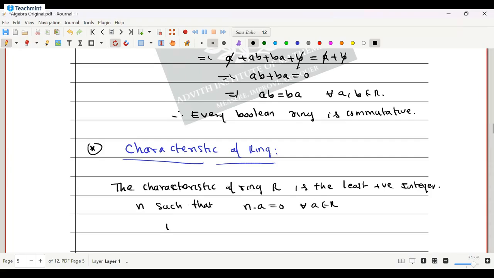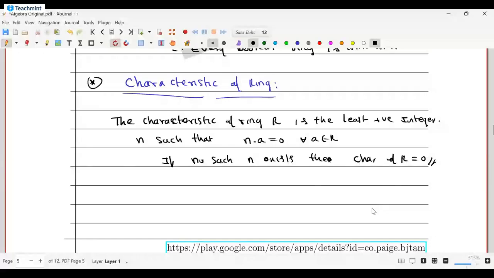If no such n exists, then the characteristic of R is equal to 0. It is denoted by char R, the first 4 letters of characteristic. So what do we need, sir? If a least positive number n exists such that n into a is equal to 0 for every a belongs to R, then n is called the characteristic.